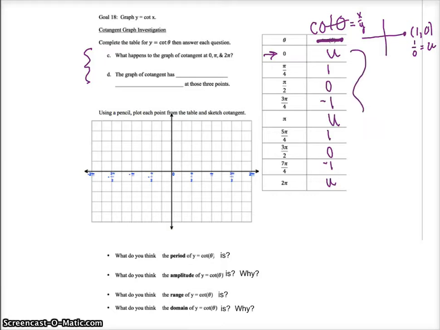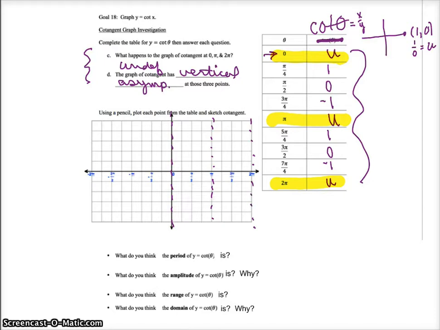So double check your table, and then what happens to the graph of cotangent at 0, pi, and 2 pi radians? And you'll notice that in all three of those, cotangent is undefined. So we can say that the graph of cotangent has vertical asymptotes at those 3 points. If you'll go ahead and place vertical asymptotes on your graph at 0, pi, and 2 pi.